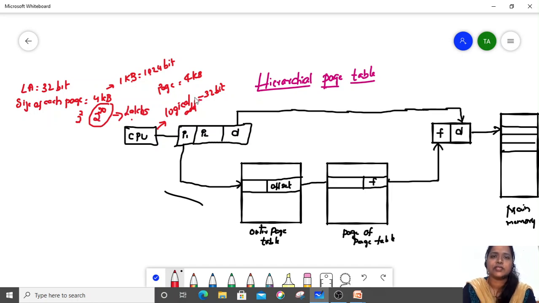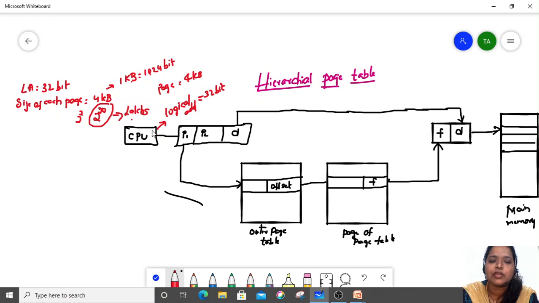Hierarchical paging means, in order to avoid keeping everything in a single page table, we maintain a number of page tables, so that the burden on a single page table is reduced. We want to lessen the burden on a single page table. So we are going to create many page tables, so that the burden on a single page table is lessened.